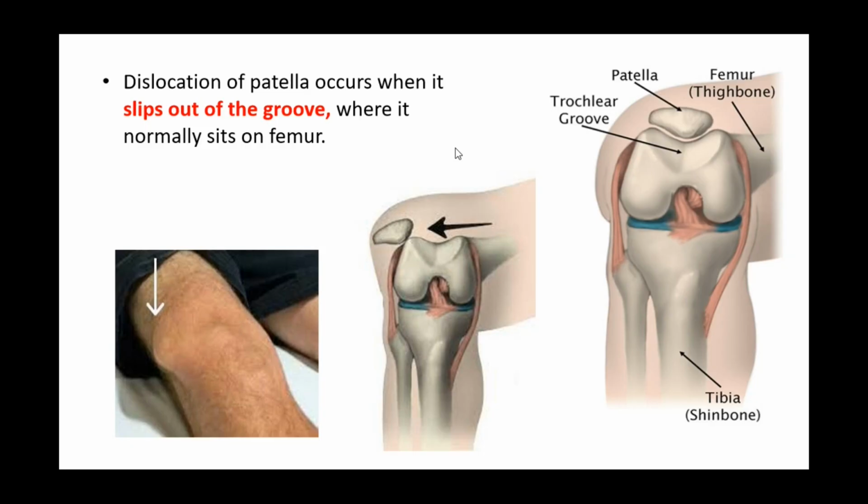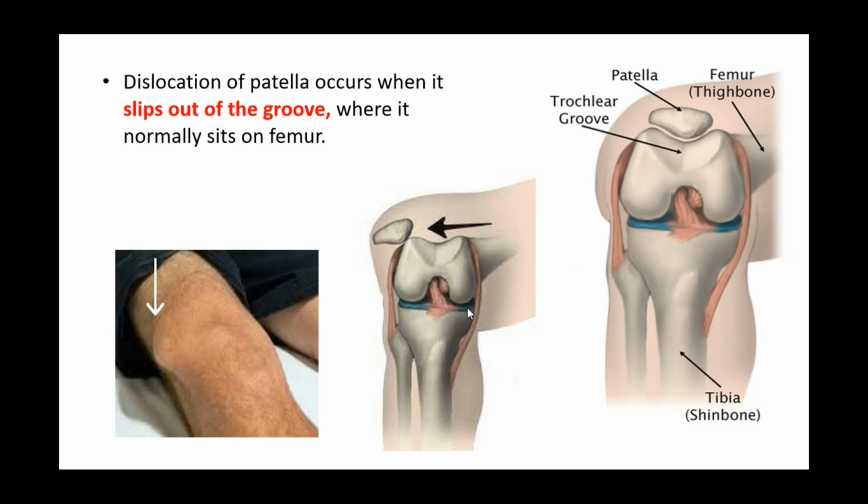Dislocation of the patella or kneecap occurs when the patella slips out of the groove where it sits normally on the femur. So this is the anatomy. We have a knee joint and the patellofemoral joint. This is the groove where the patella sits on the femur.